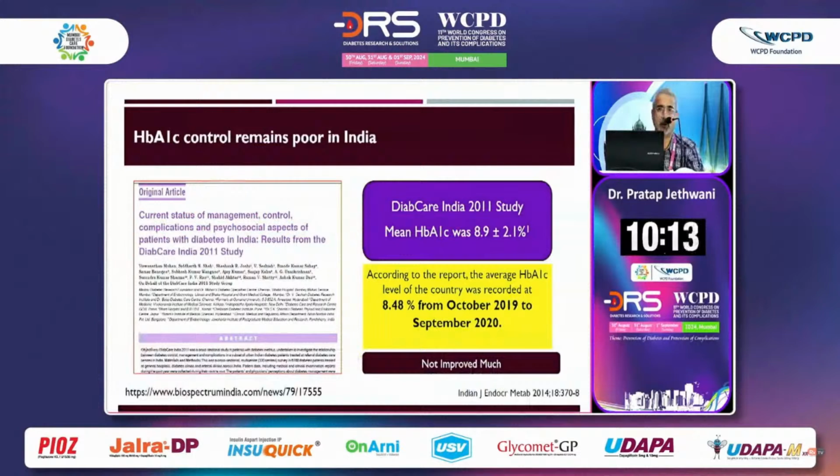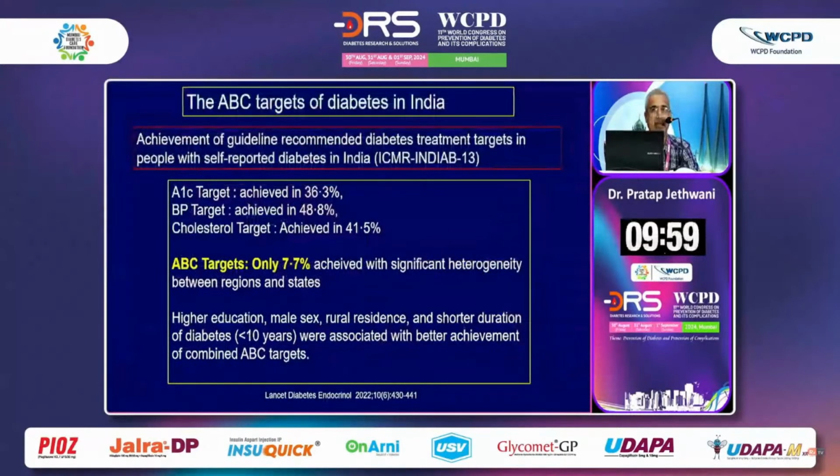HbA1c control, we all know, remains poor in India. This is data from the DiabCare India 2011 study: mean HbA1c around 9, and over a period of 1 year it remained around 8.5. This is recent data from ICMR-INDIAB, published in 2022. An A1C target of less than 7 was achieved in only one-third of patients. And when you look at all three targets, only 7.7% achieved them, with significant heterogeneity between various regions and states. So we are still not doing well as far as glucose control is concerned.